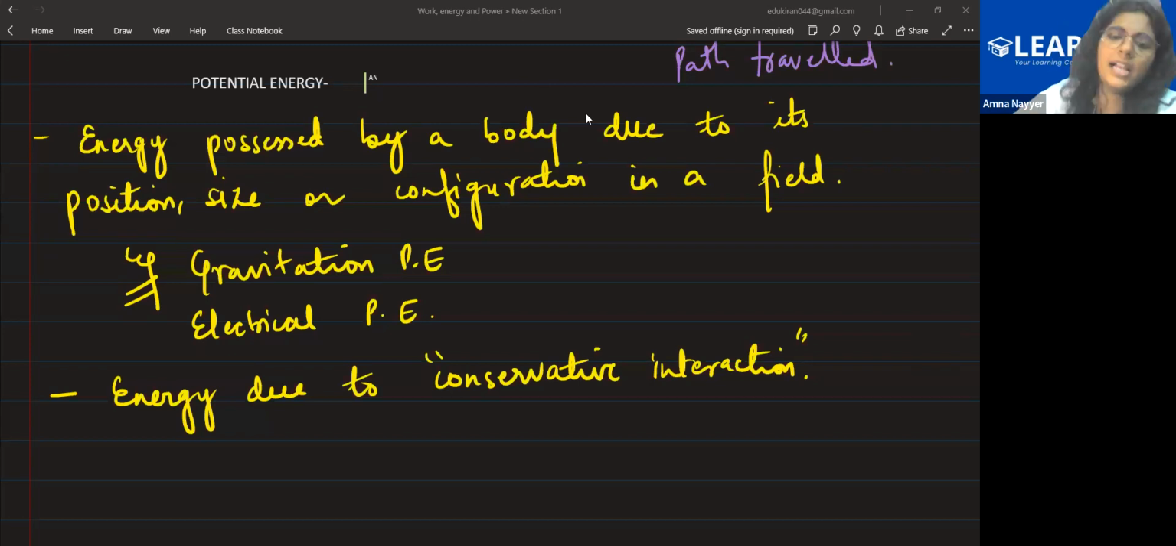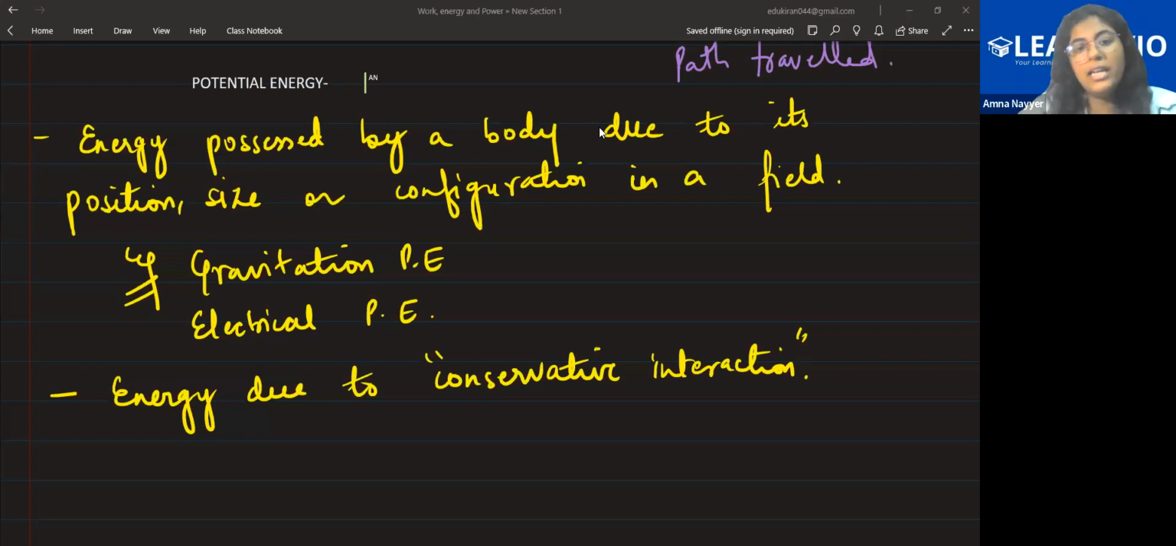Conservative interaction. See, one example is gravitational potential energy. When we talk about gravitational potential energy, what is meant by it? Two masses are there, suppose Sun and Earth. They are able to exert gravitational force on each other. Gravitational pull of Earth is present, right? If they are able to exert gravitational force on each other, they can interact. So they'll have a potential energy.